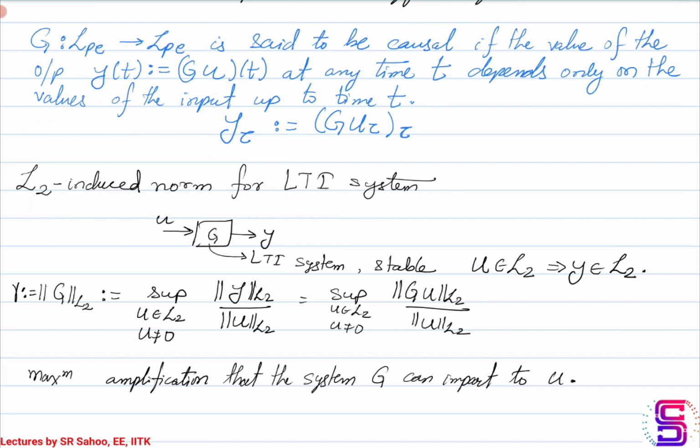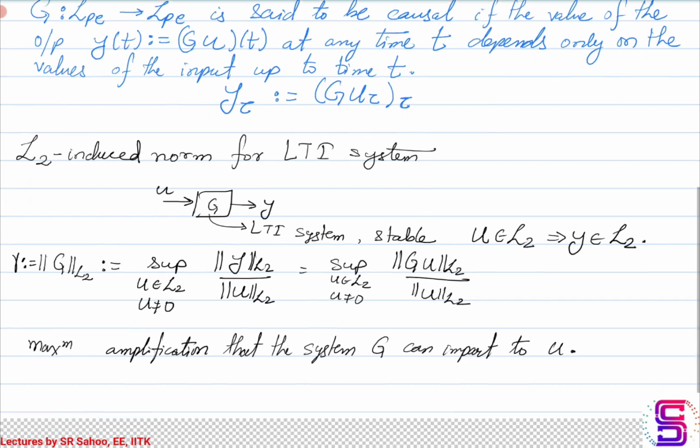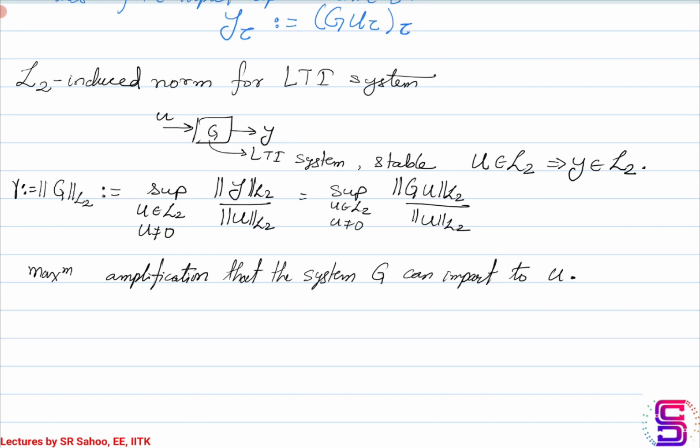Please note that most of the systems that we would deal with are causal systems. And then we saw the definition of L2 induced norm for LTI systems, which is essentially trying to say what is the maximum amplification that the system can impart to the input U when you get the output Y. Okay. In the next lecture, we'll see some examples where we try to establish whether the given system is LP stable or finite gain LP stable or not. Okay, so we'll stop here.